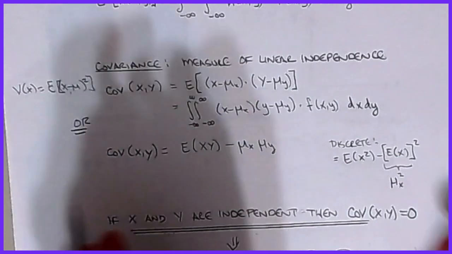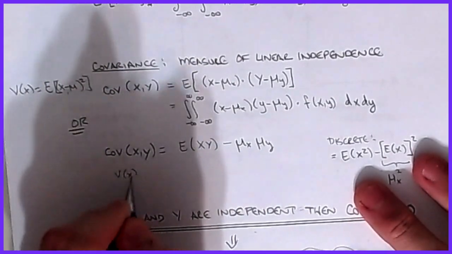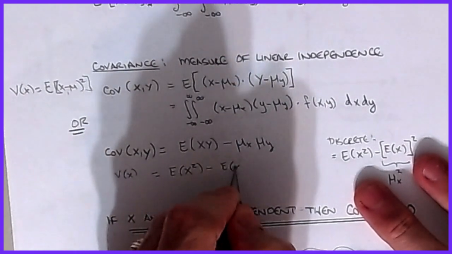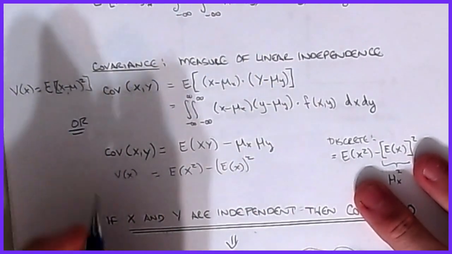They do have a shorthand version. Remember, before we had the variance of x, which we said could also be written as the expected value of x squared minus the square of the expected value of x. That was for the single variable.